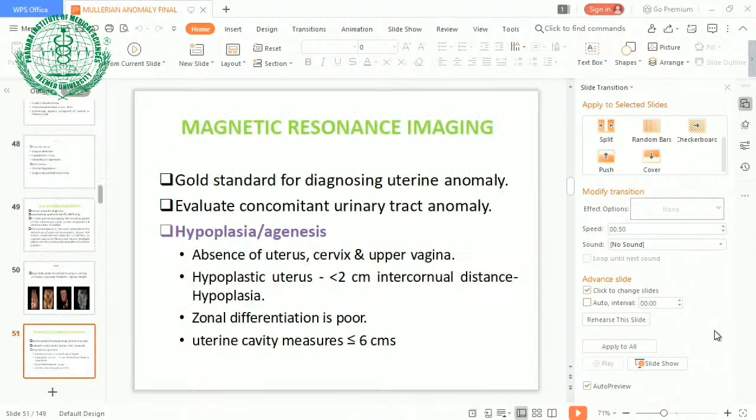Magnetic resonance imaging, MRI, is the gold standard for diagnosing uterine anomaly. It evaluates concomitant urinary tract anomalies also. In agenesis, there is absence of the uterus, cervix, and upper vagina. In hypoplasia, uterus is less than 2 cm, intercornual distance is less. Zonal differentiation is poor and the uterine cavity measures less than or equal to 6 cm.